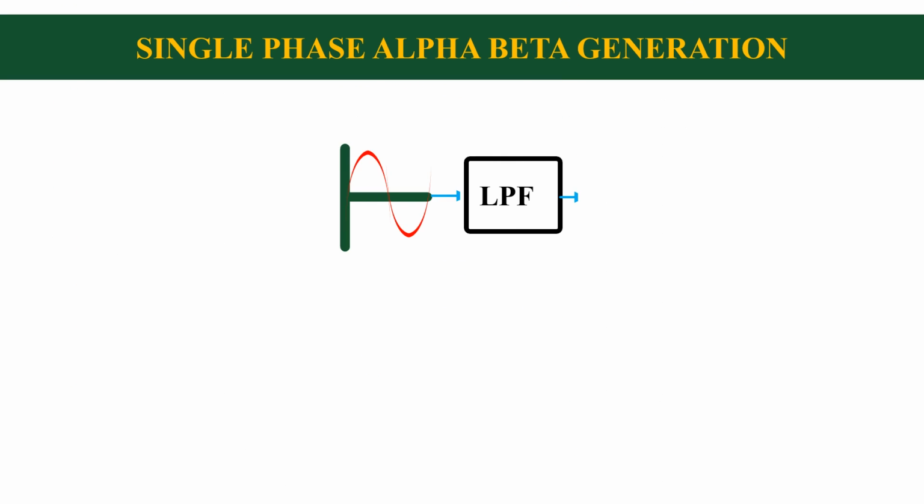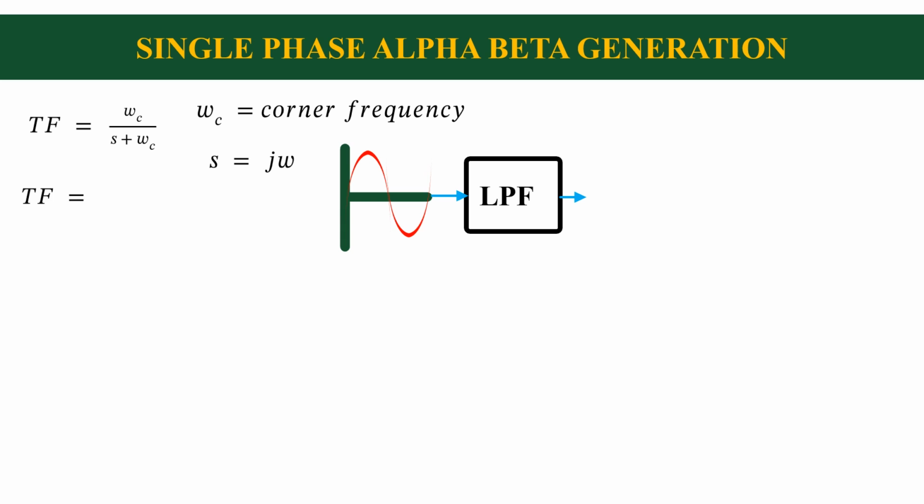Now I will explain how to generate alpha, beta voltage in a single-phase system. First we will give the voltage to a low-pass filter. We know that the transfer function of a low-pass filter is omega c divided by s plus omega c, where omega c is the corner frequency of the filter. Now substitute s equal to j omega. Then the transfer function becomes omega c divided by j omega plus omega c.